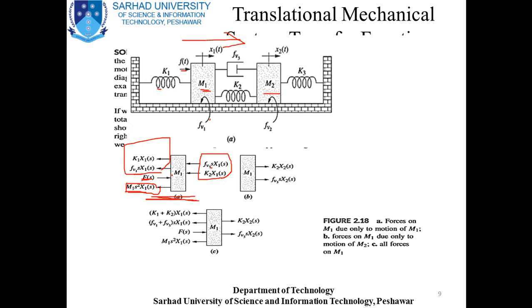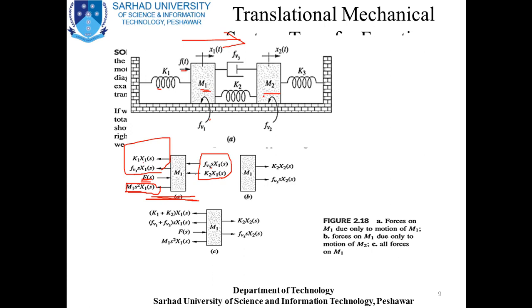You know that about KVL, that sum of voltage rise is equal to sum of voltage drop. Similarly, the case is over here. If you add all of these terms, this will be equal to F of S if you want M1 to be at equilibrium, that is static position or uniform motion.